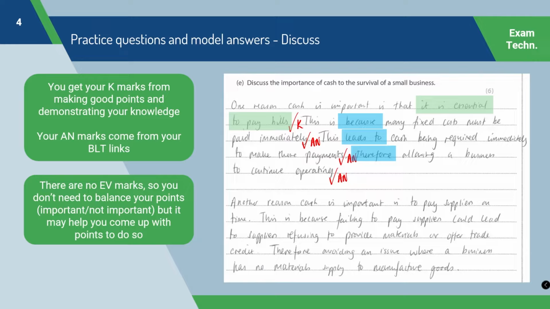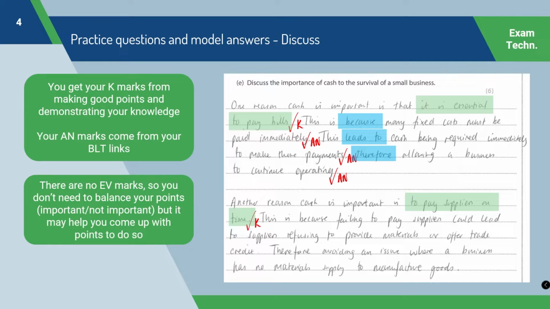Right, from the first paragraph we've got a point and we've got 3 links. So we're well on our way. We could make this second paragraph slightly shorter, maybe 2 links if we wanted to, but again, we try and go for 3. Let's have a look. So another reason cash is important is to pay suppliers on time. So there's the point, and that is different enough from the first paragraph.